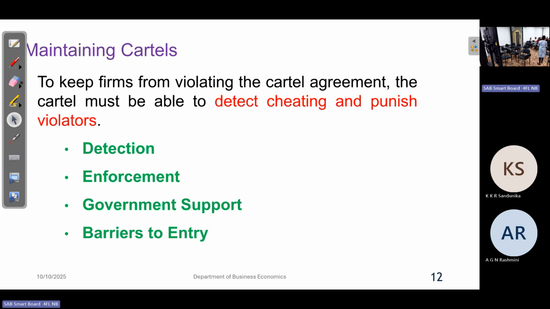How do they detect? So normally in OPEC, they audit all these production reports, how much quantity is produced by each of the countries. So they closely monitor. So detection. Then if they detect, okay, the production is higher than agreed, then they have to take action. Enforcement. So there should be a proper mechanism to enforce what actions you are going to take if a member is found to be cheating.